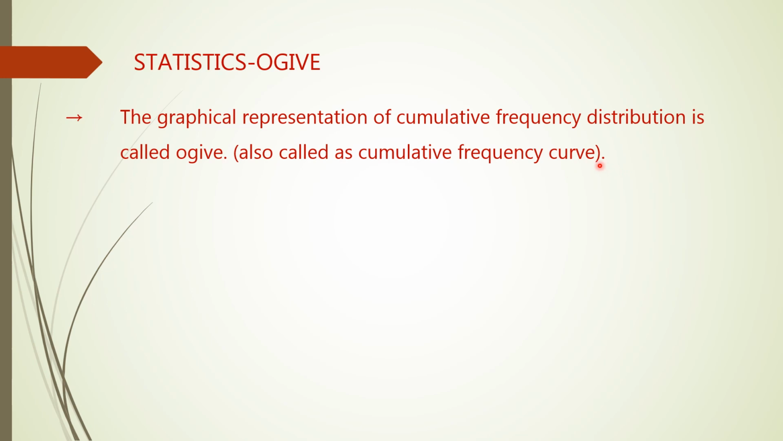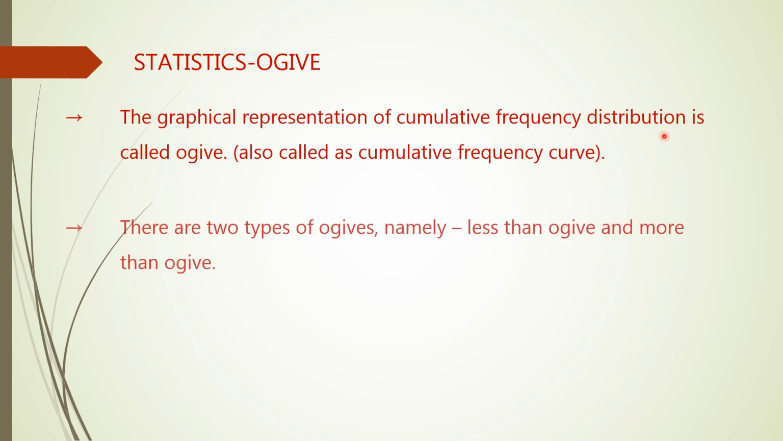We know the importance of representing data in the form of a graph and the two types of cumulative frequency distributions. Yes, if we represent these cumulative frequency distributions on a graph, the graph is given a special name called ogive. There are two types of ogives, namely less than ogive and more than ogive.